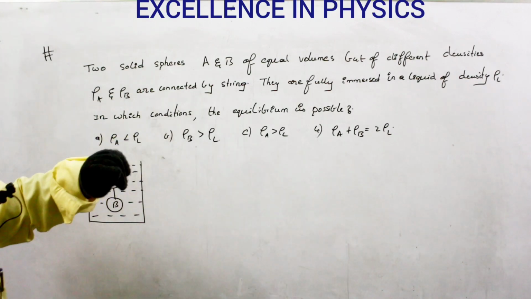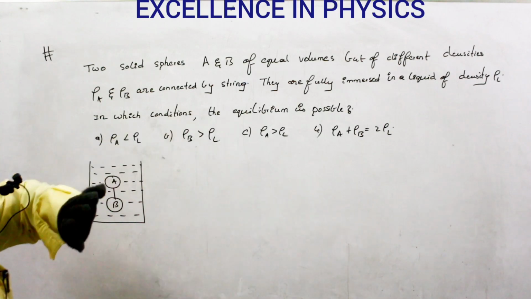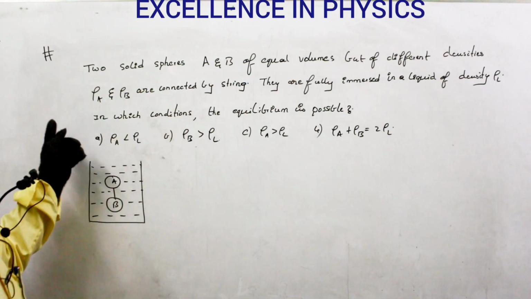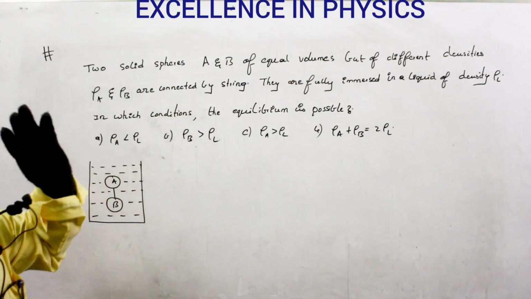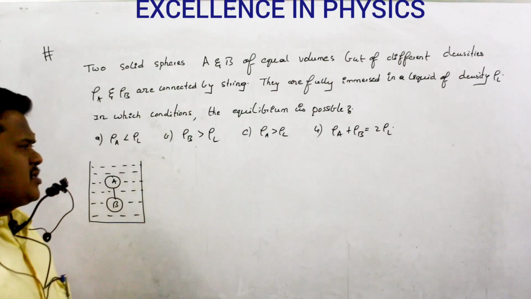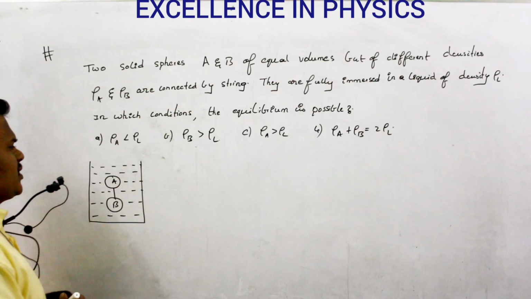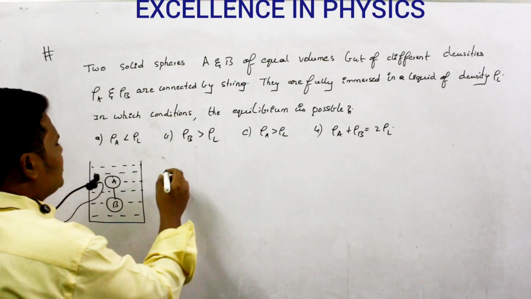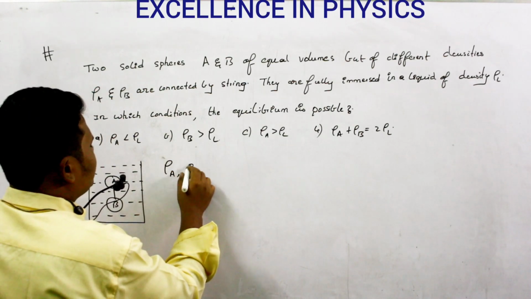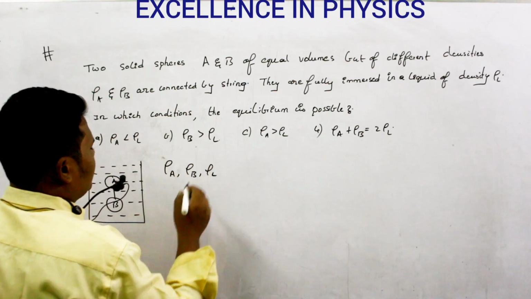They are fully immersed in a liquid of density rho L. So the density of the liquid is rho L. In which conditions is the equilibrium possible? This is the condition which is given here. The densities given are rho A, rho B and rho L.